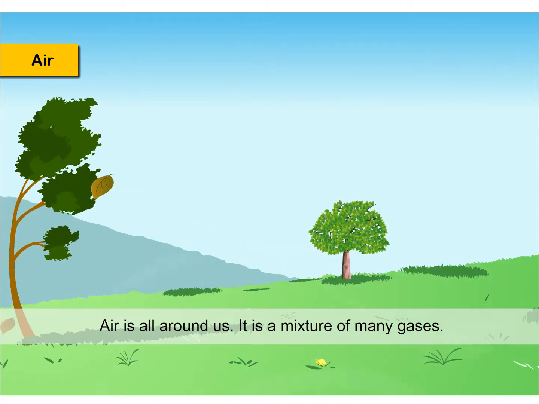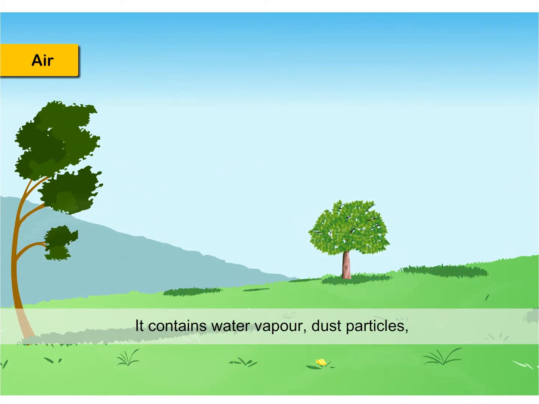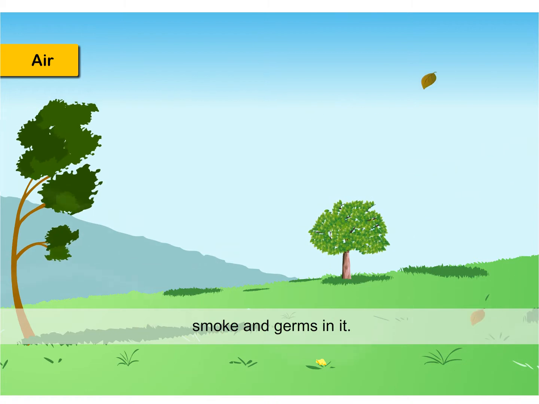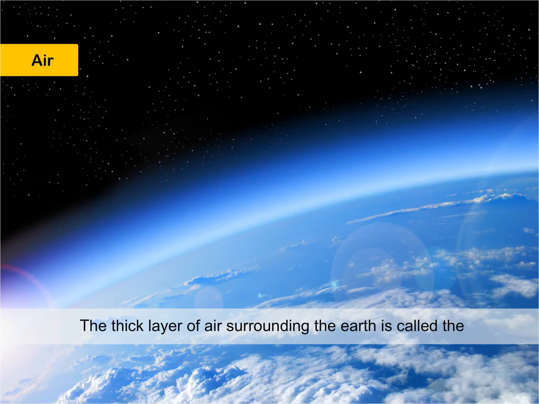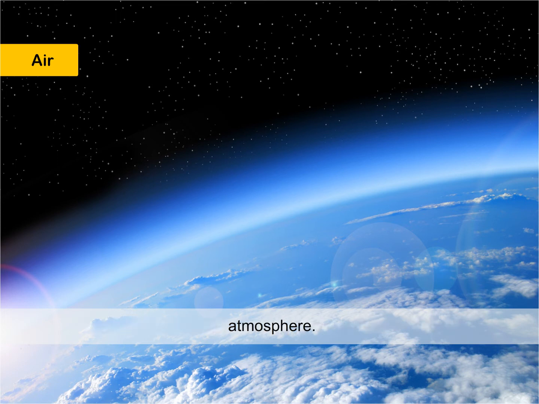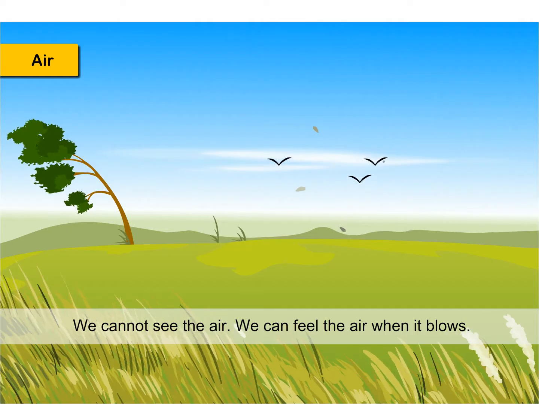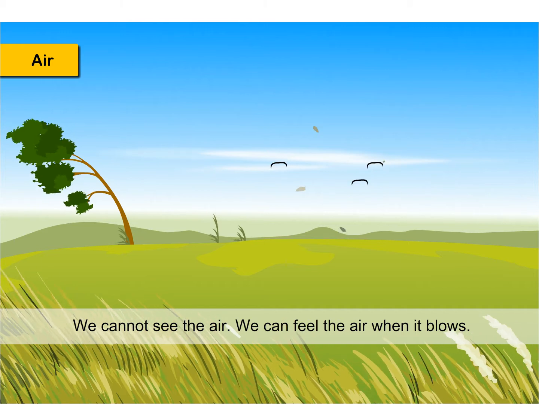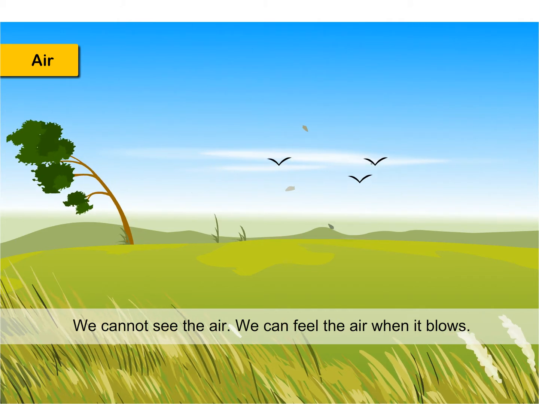Air. Air is all around us. It is a mixture of many gases. It contains water vapor, dust particles, smoke, and germs in it. The thick layer of air surrounding the earth is called the atmosphere. We cannot see the air. We can feel the air when it blows.